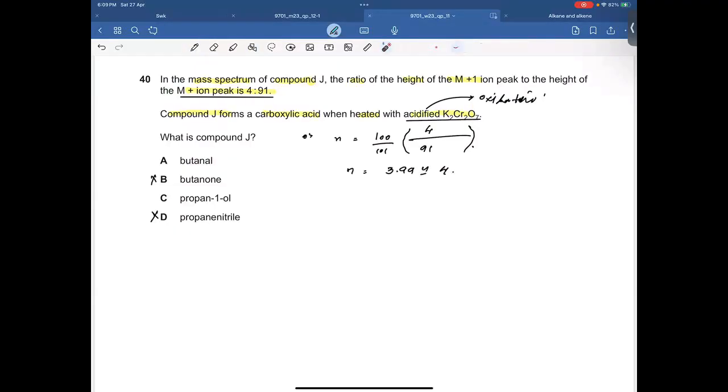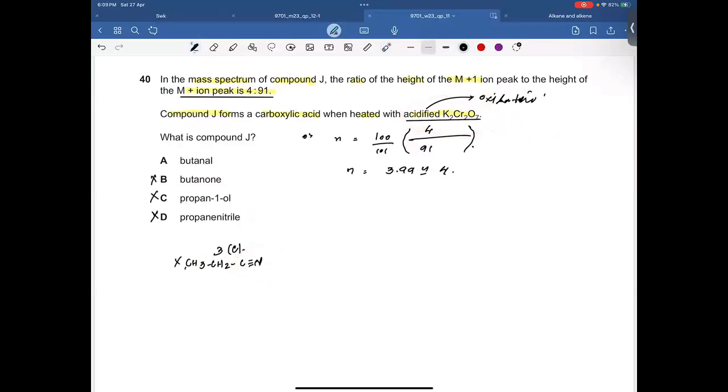So obviously this option is incorrect because this option has 3 carbon atoms, right? CH3, CH2, CN. So we have 3 carbons here, which means it is incorrect. And also cyanide cannot oxidize with K2Cr2O7. I didn't discuss any sort of reaction with you in the organic chemistry, right? Which means that's not possible.